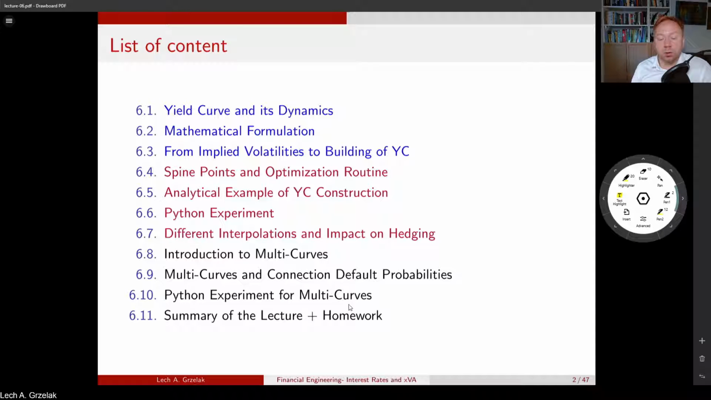And today we also have a homework assignment. This homework assignment will require some Python coding where we have to extend existing codes, the codes that I provided, with additional instruments for the calibration of a curve and also look at some hedging aspects. I hope you enjoy it.